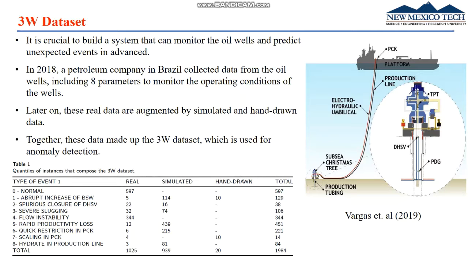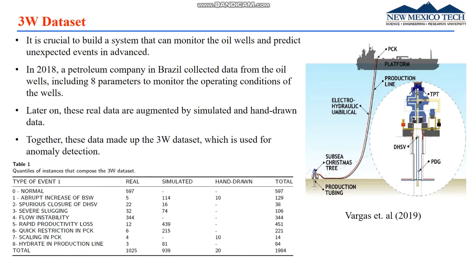So in modern days, many companies try to find a method that can help prevent unexpected events in oil and gas fields. And one of the methods that they use is employing machine learning models. There is actually a company in Brazil. They collect the data in the fields, and those data are associated with certain types of problems in the wells, and they use the dataset to train the machine learning models and predict the anomalies in the wells.